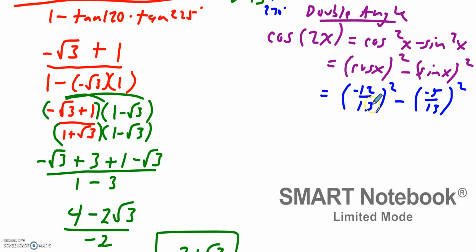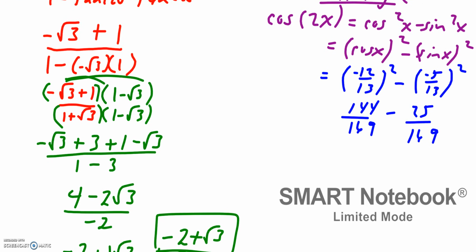So if I square each of these pieces individually, negative 12 squared is 144, 13 squared is 169, minus negative 5 squared. Negative 5 squared is a positive 25, but we're still subtracting, so that negative stays. 13 squared is 169. Hurrah, we have the same denominator. So now if I do 144 minus 25, my final answer is going to be 119 over 169. What a lovely final answer.